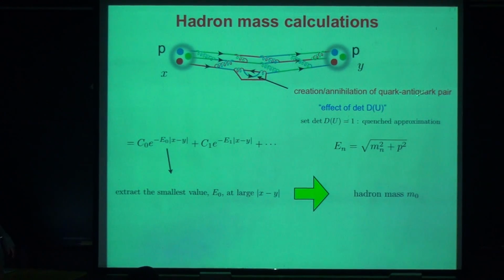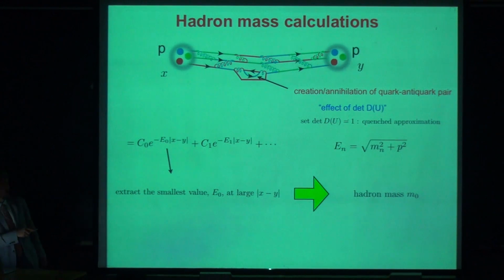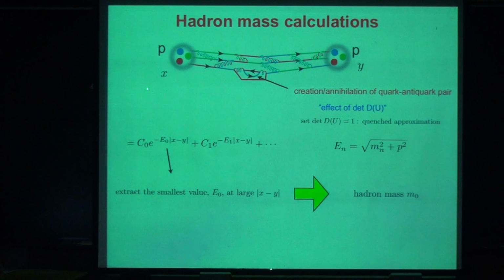But sometimes people neglect this determinant effect. This is the so-called quenched approximation. Sometimes people use this kind of approximation. But the important thing is, if you can calculate this quantity, we know this quantity behaves like this: a sum of exponentials.